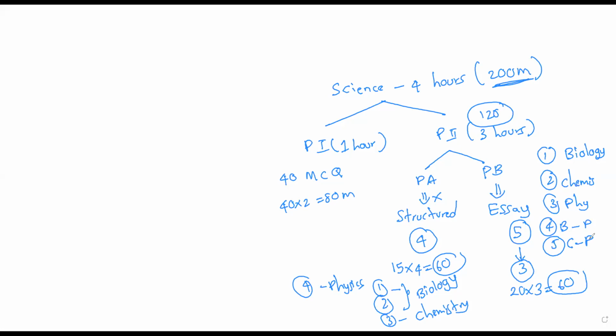So you don't need to do all 5 questions. In those 5, you have to do only 3. So this is the structure of the paper. So see, you have to study for 200 marks. So you can't neglect any sections.